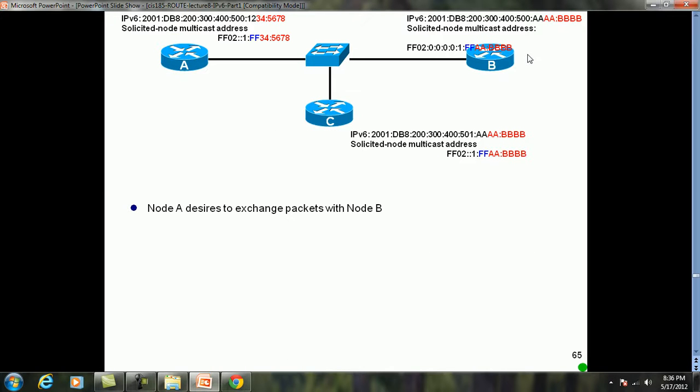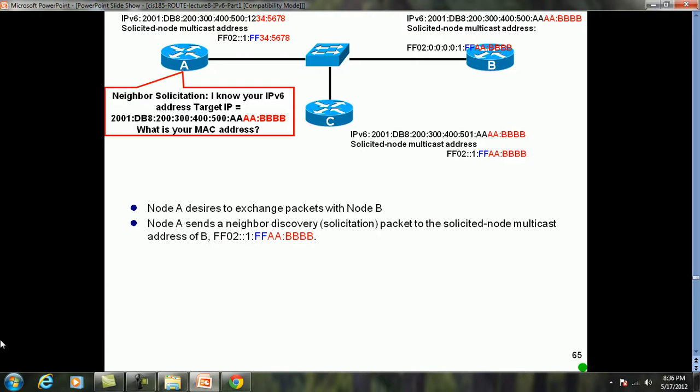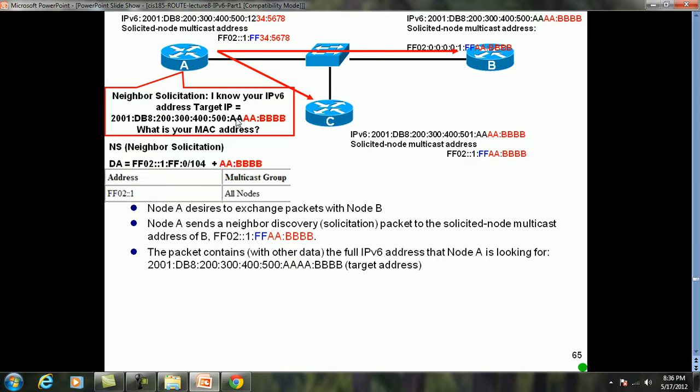Okay, so now see, node A desires to exchange packets with node B. So node A sends the neighbor discovery packet first. See, the solicited node multicast address, like FF02 of B. Neighbor solicitation: I know your IPv6 target IP. This is yours, correct? What is your MAC address? This is your target IP address, which I know. What is your MAC address? It sends to everyone. The packet contains the full IPv6 address that node A is looking for, the target address, correct? Now, NS is what? Neighbor solicitation. So the destination address is what? FF02:1, FF plus this value, correct?